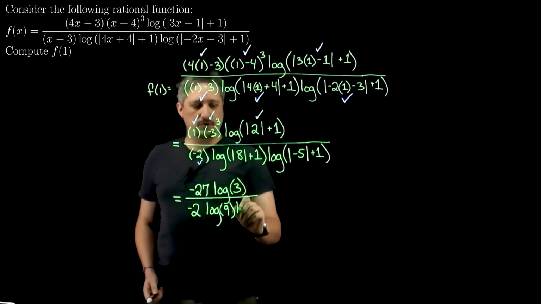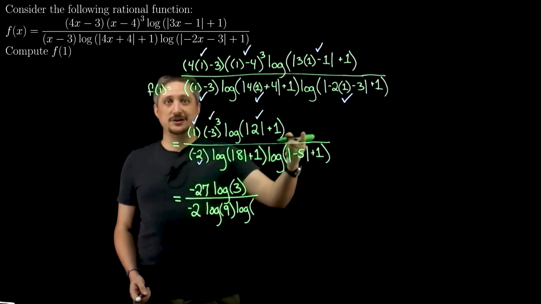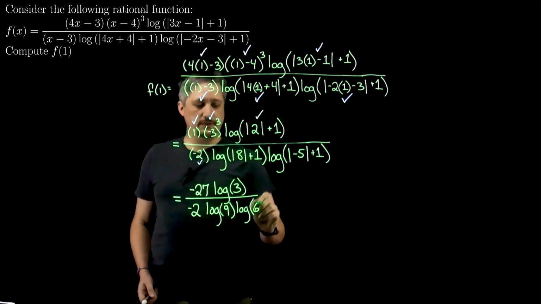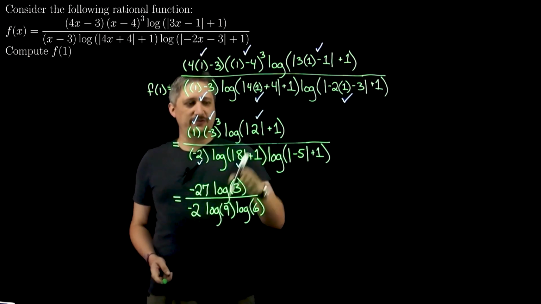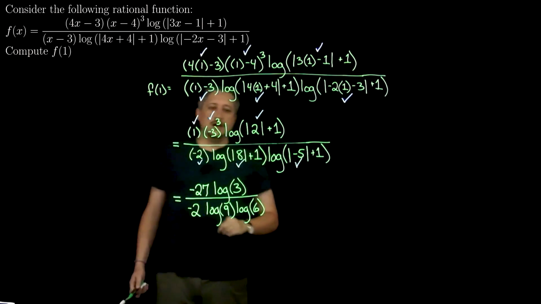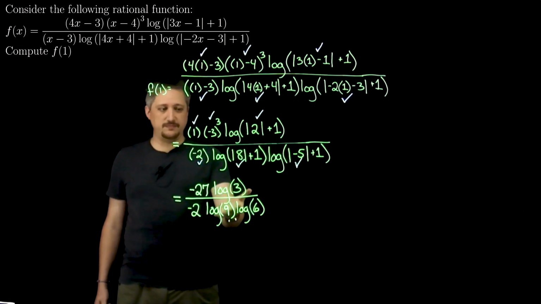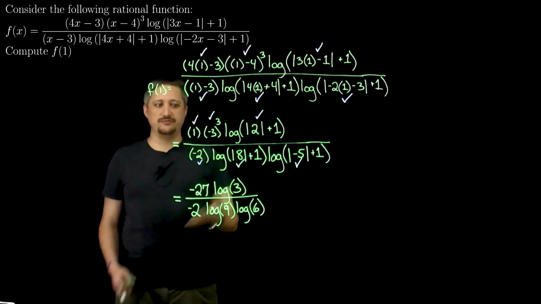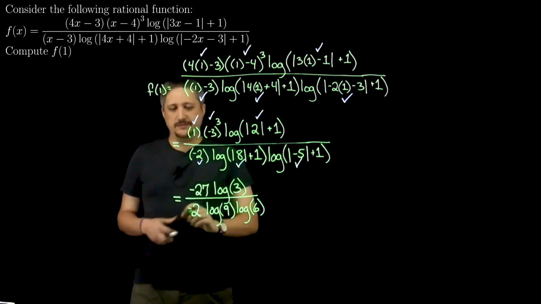And then I have log of absolute value of 5. Negative 5 is just 5. Plus 1 is 6. Sorry, I forgot. I keep forgetting to do this. So that was for log of 9. This is log of 6. Now, strictly speaking, I have computed it, and it's basically at its sort of simplified-esque form. So I could stop here.